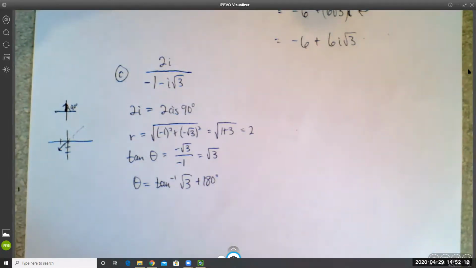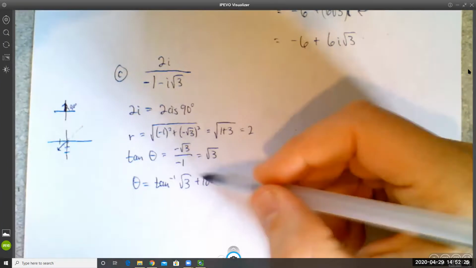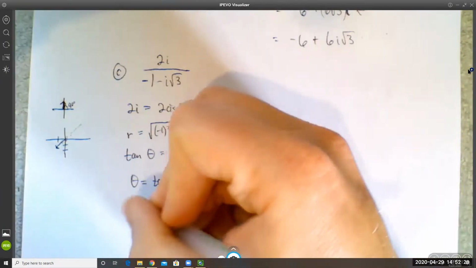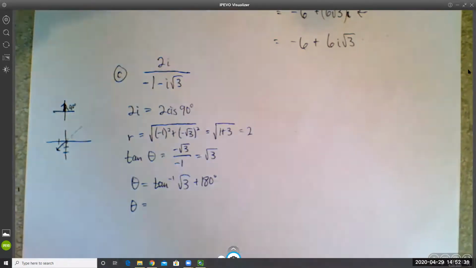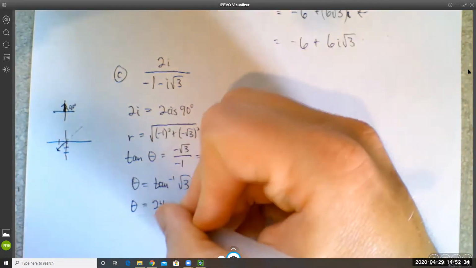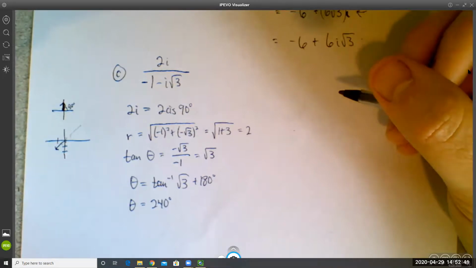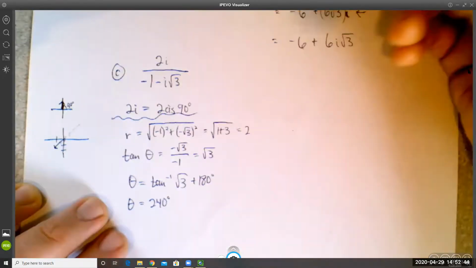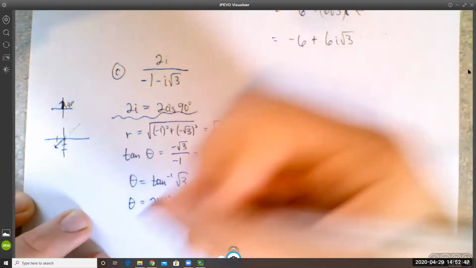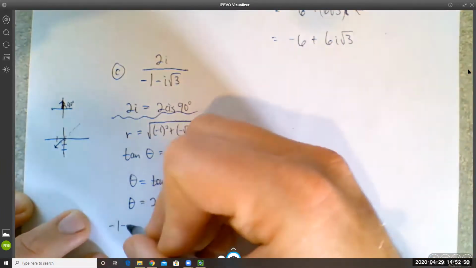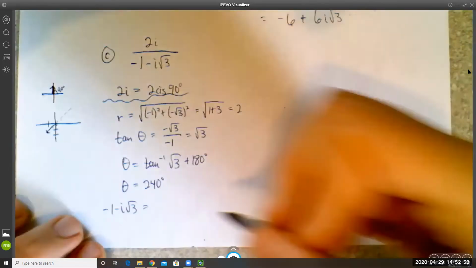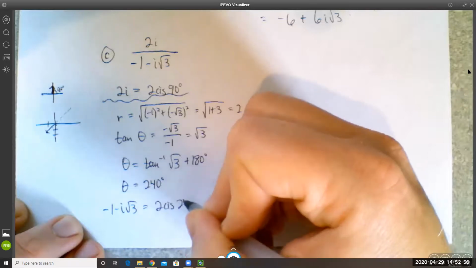Tangent inverse of root 3. This is going to be where sine is root 3 over 2. Sine is root 3 over 2 at 60 degrees, right? So this is going to be 60 degrees plus 180 degrees, which is 240 degrees. Okay. So we know that 2i is 2 cis 90. We know that negative 1 minus i root 3 is really 2 cis 240.